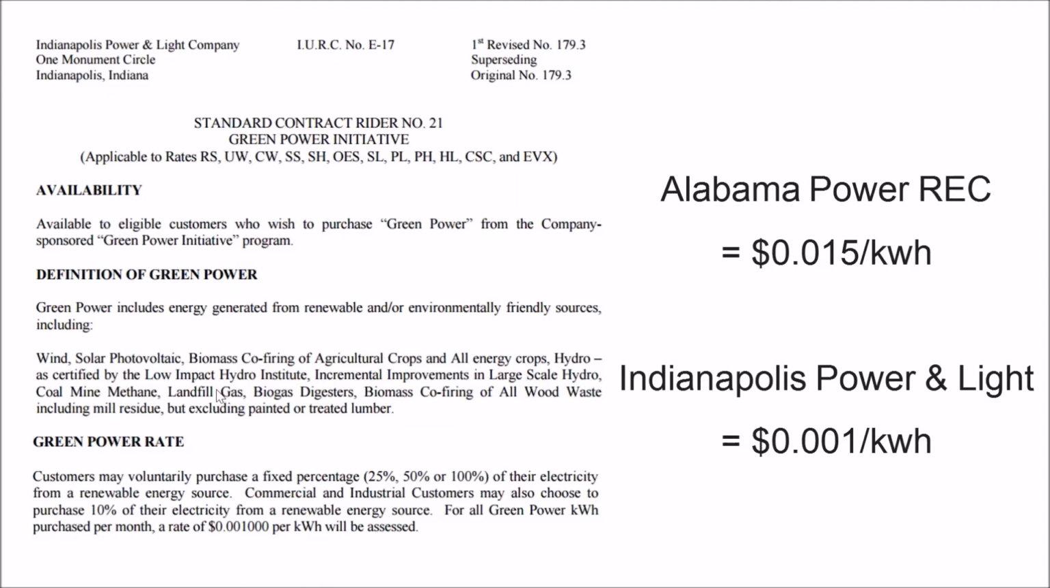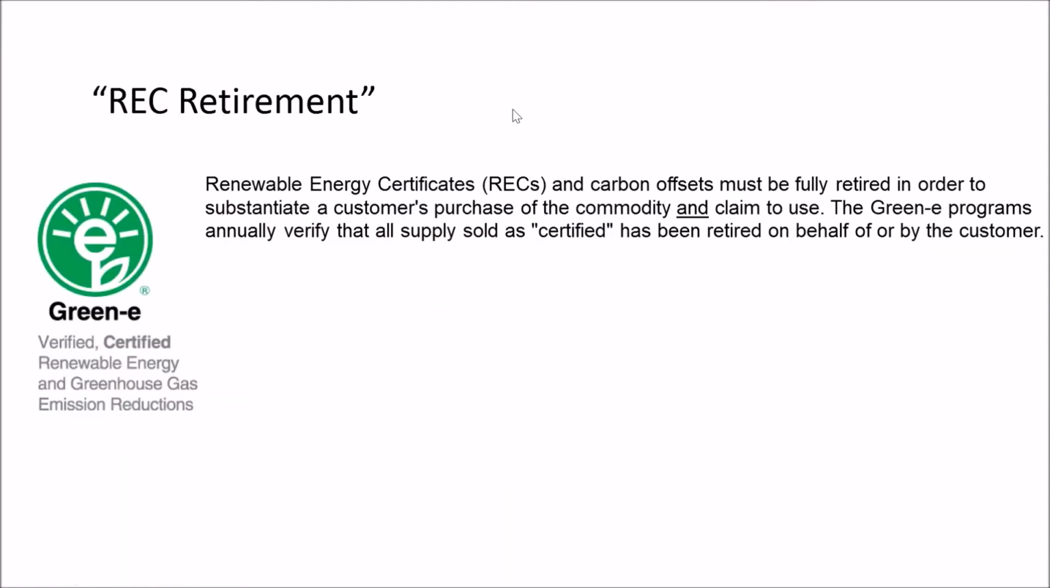Well, that's a huge difference between $0.015 and a tenth of a penny. The renewable energy credit that Alabama Power is selling costs 15 times more than that from Indianapolis Power and Light for what's basically the same product. It's a renewable energy offset, largely supplied by wind. So where's the price difference and price discrepancy coming from? For that, we need to talk a little bit more about how voluntary RECs are exchanged.